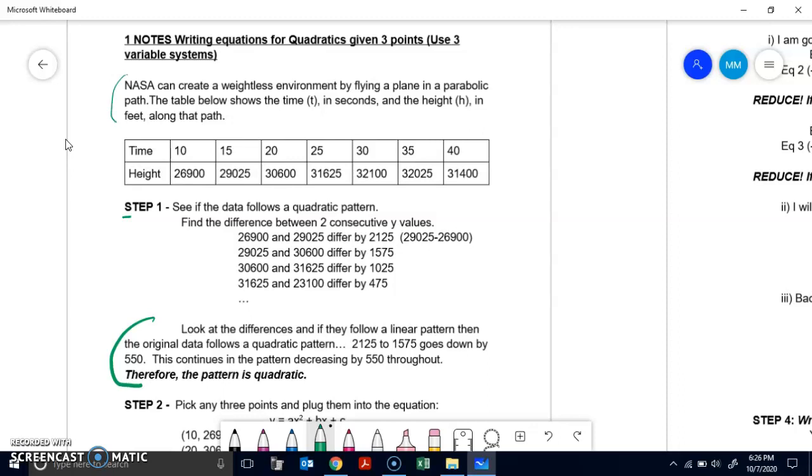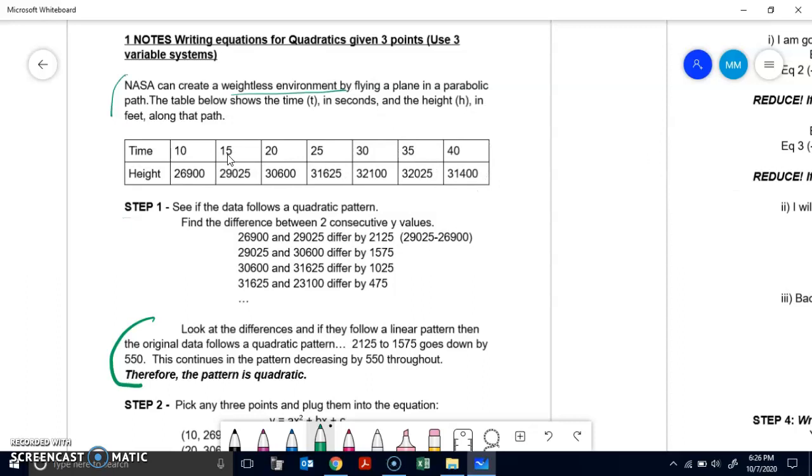So we're going to be looking at how NASA can create a weightless environment by flying a plane in a parabolic pattern. It goes up and starts to come back down. As the time in seconds increases by 5, and notice we are doing a set pattern of going up by 5s, that's important, the height goes up, up, up, up, up, and then right around here, it starts to go back down. So we see that parabolic pattern. But we need to see if it fits an exact parabolic pattern.